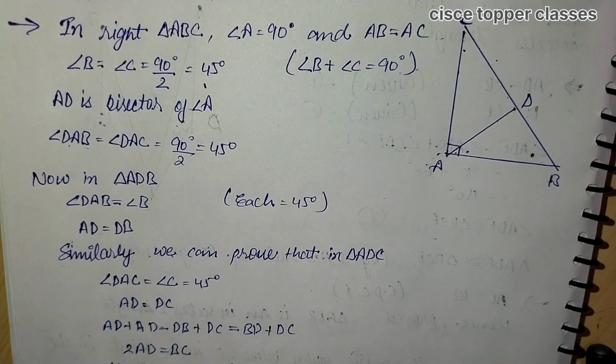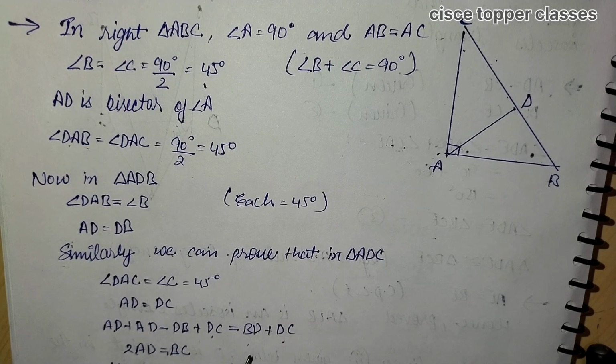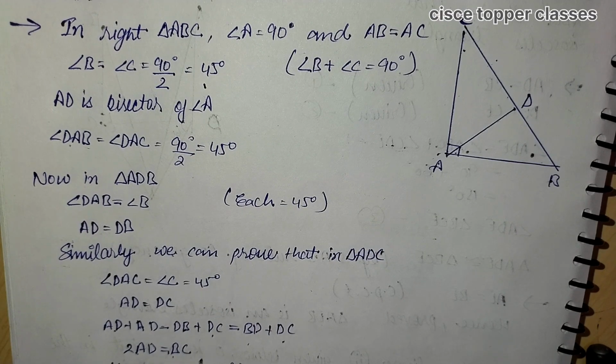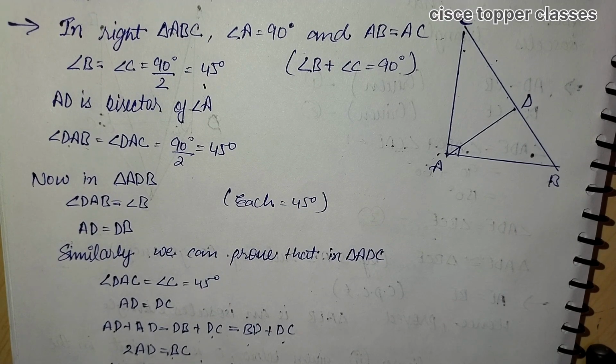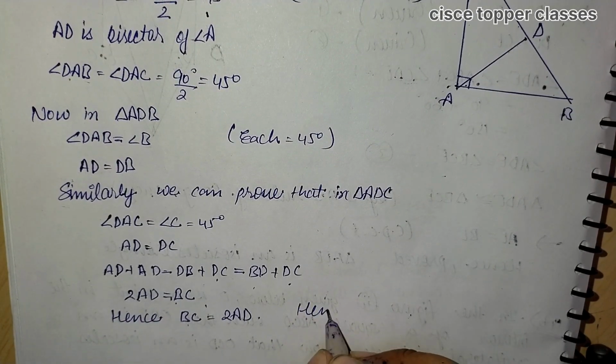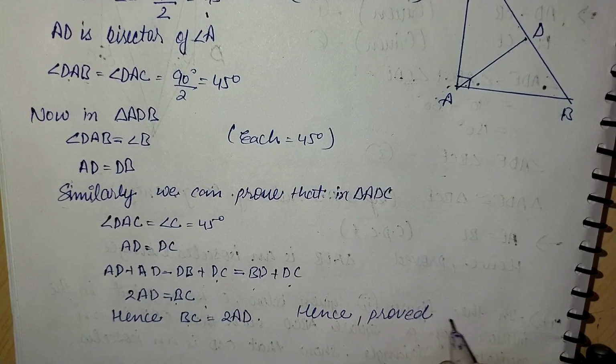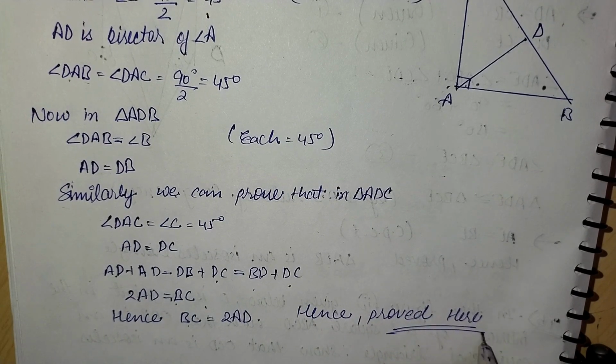And similarly we can see that AD is equal to DB here, and AD plus AD we can say 2AD, and DB plus DC, and here BD plus DC. We can also say DB plus DC and BD plus DC also. So it will be BC here. So similarly, we got it as BC is equal to 2AD. So this is the final thing which we have to prove. Hence proved from here. Hence proved here. So this is the final thing here.